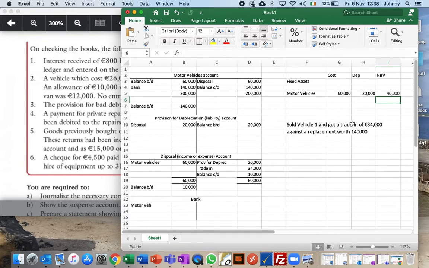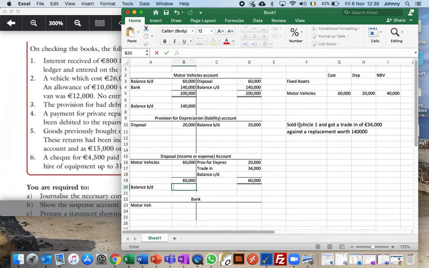Now, in my example I have here, I've decided to sell vehicle 1, so this vehicle, which is worth 40 grand, and I got a trade-in of 34. So when I went to the garage, they gave me 34 grand. It was worth 40, but I only got 34 for it, and I was replacing it with a new vehicle costing 140. But because it was worth 40 and I only got 34 for it, I made a loss. So I'll have a new expense which is handled in the disposal account, which I'll deal with in a second. Okay.